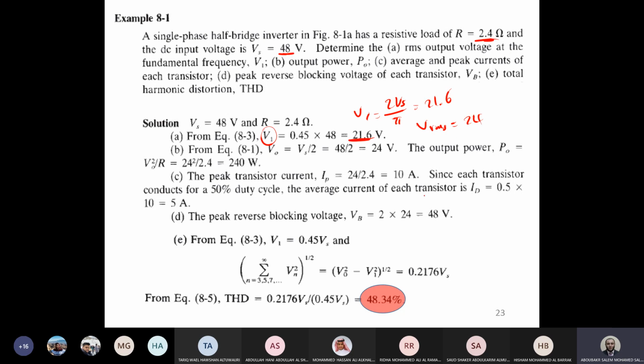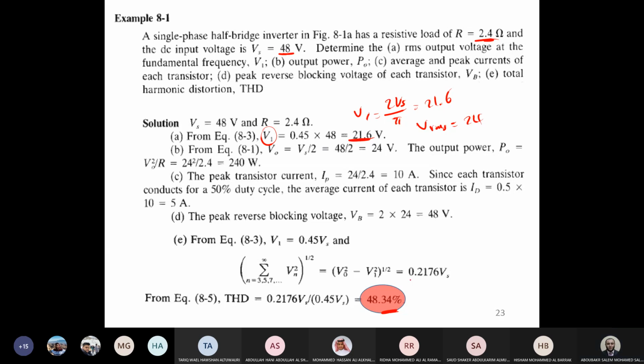Use the relation of the THD value, and you will find that THD is 48.34. This is the value of THD. Now, what will be the value of THD for current? Actually, here we have a resistive load. So it's expected to have the same shape as the voltage waveform, because this is a resistive load. So the total harmonic distortion for current as well will be the same value, 48.3.